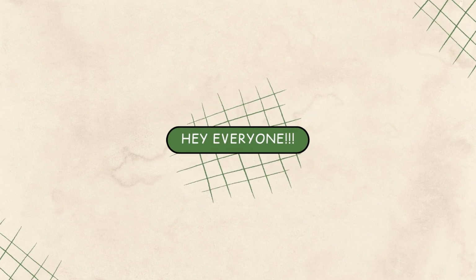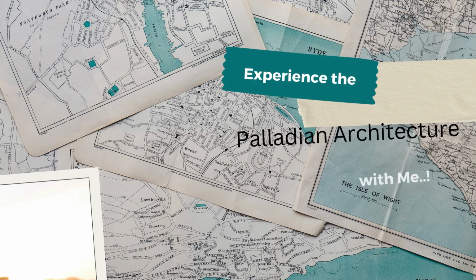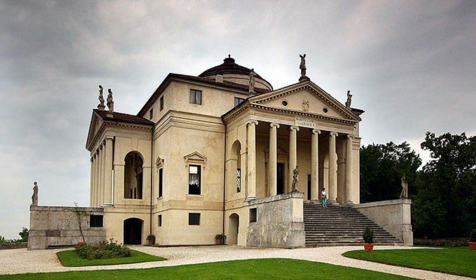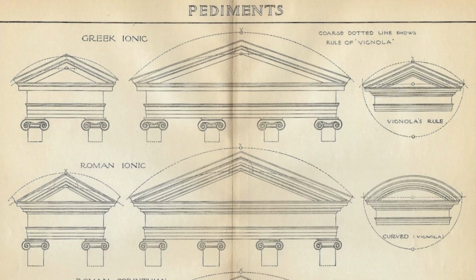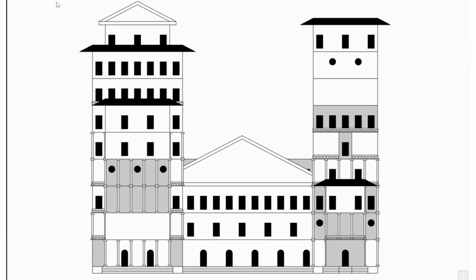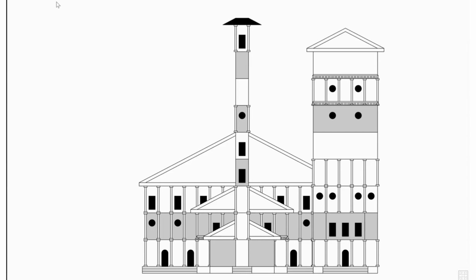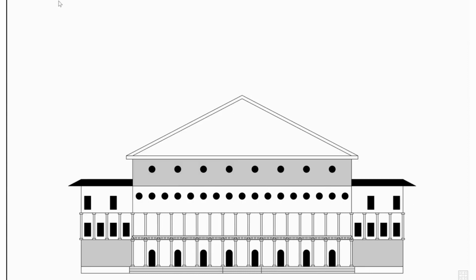Hey everyone, it seems like a nice day to experience the Palladian architecture with me. It's an architecture concept which was derived by the Venetian architect Andrea Palladio. His style was adapted from the classical architecture form of Greek and Roman traditions. This architectural style uses symmetry and proportion to enhance the grandeur of classical buildings.